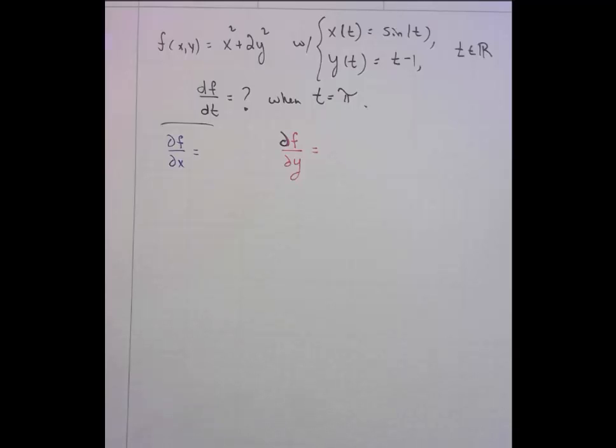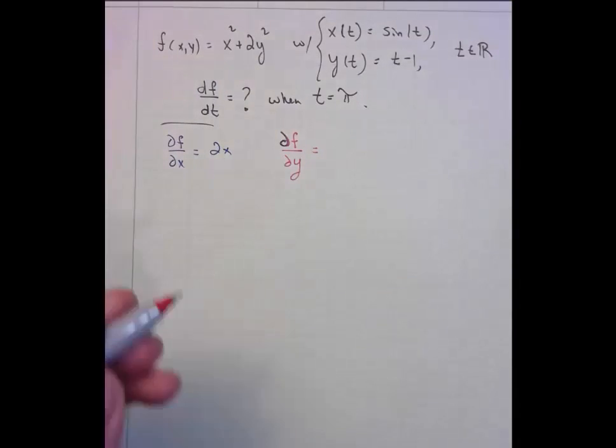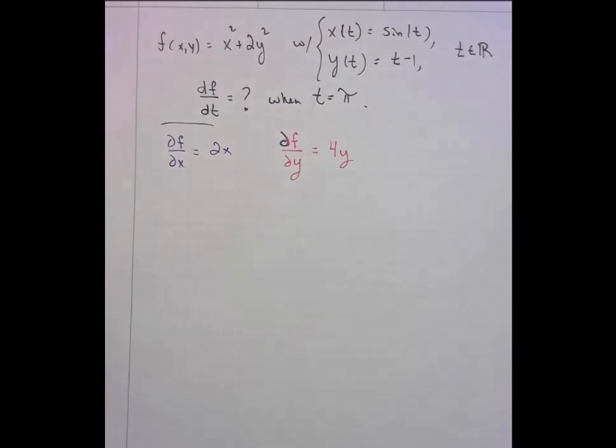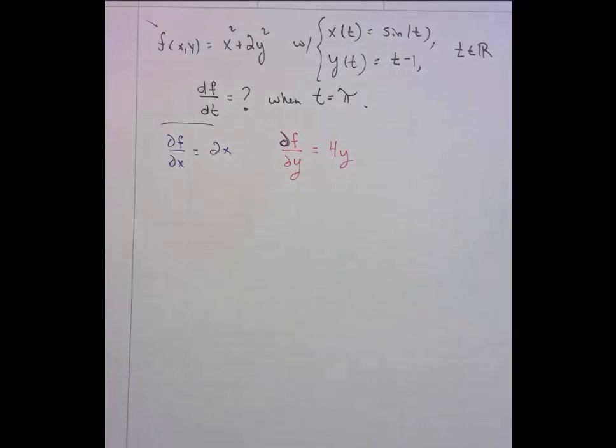So the partial with respect to x is 2x, and the partial with respect to y is 4y. Now, those are the derivatives we've gotten out of the original function. But we also have the parametric functions over there that tell you how x and y are constituted as functions of t, and there are derivatives that come out of those.